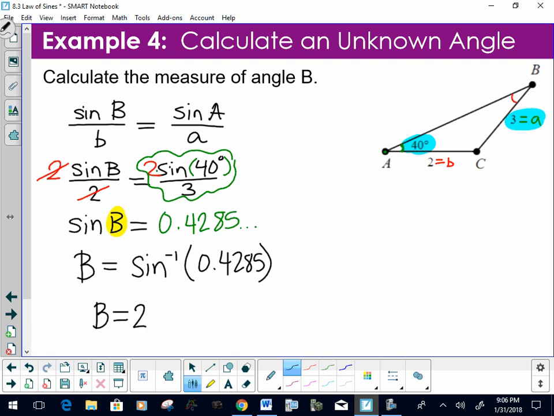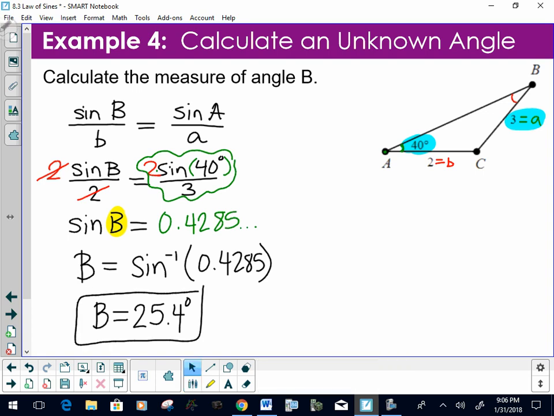equal to 25.4 degrees. So in a lot of ways, it's really similar to finding a side length. In this step, you have to remember that if you're trying to calculate B and it's an angle, you have to use the inverse sine function in this case to find that angle.